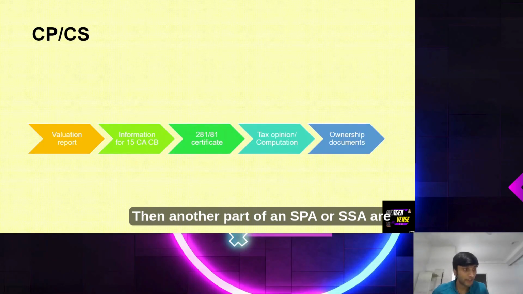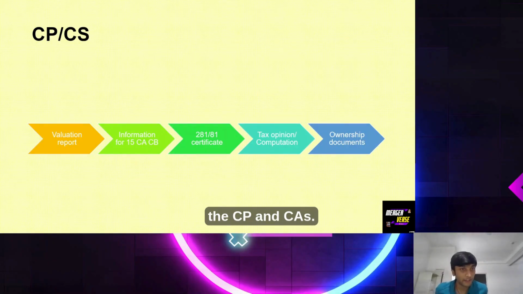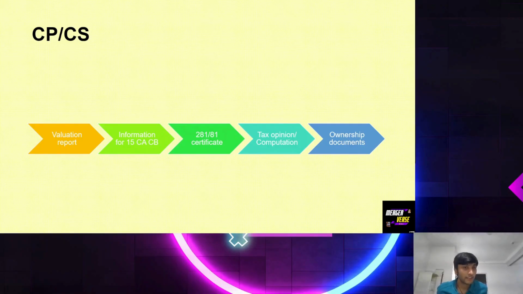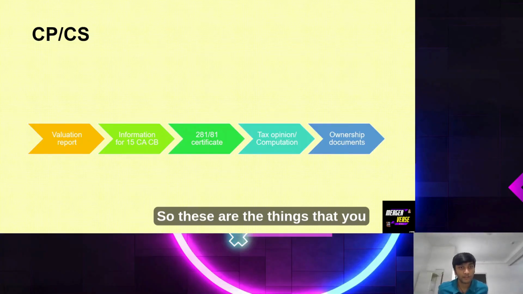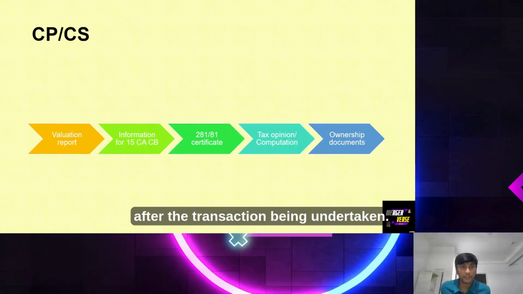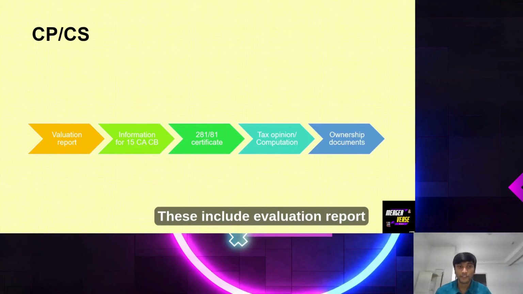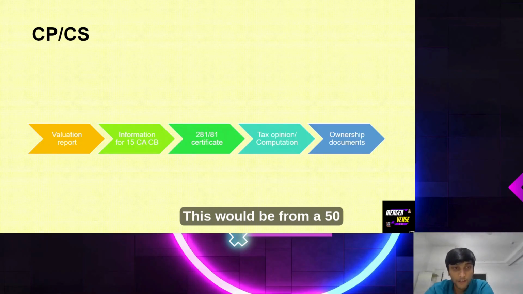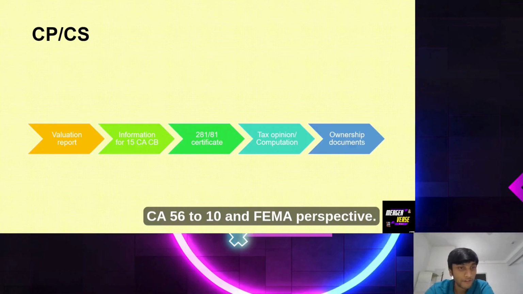Then another part of an SPA or SSA are the CP and CS. CP, CS are the condition precedents or conditions subsequent in a transaction. So these are the things that you have to provide prior to or after the transaction being undertaken. So these include a valuation report for the transaction to justify the valuation at which the transaction is being undertaken. This would be from a 50 CA 56(2)(x) and FEMA perspective.